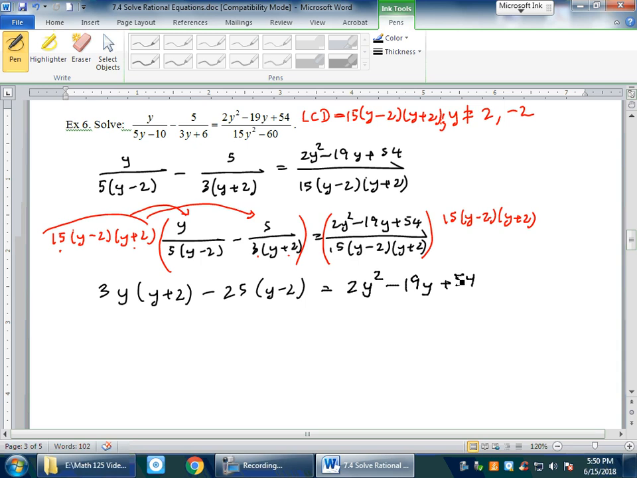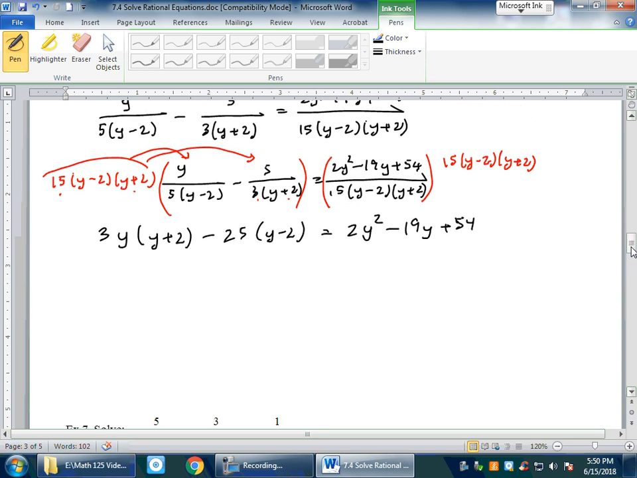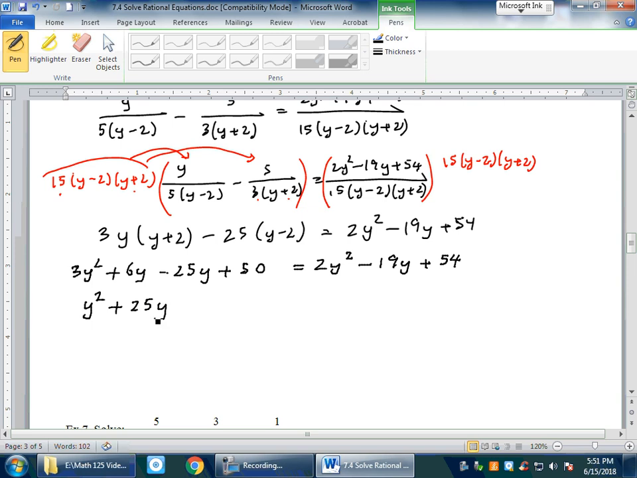So now we're going to continue to simplify and then solve this equation. Okay. So distributing, it will be 3y squared plus 6y minus 25y plus 50. That is equal to 2y squared minus 19y plus 54. Subtracting 2y squared on both sides, that will become y squared. Adding 19y to both sides, that will become positive 25y.